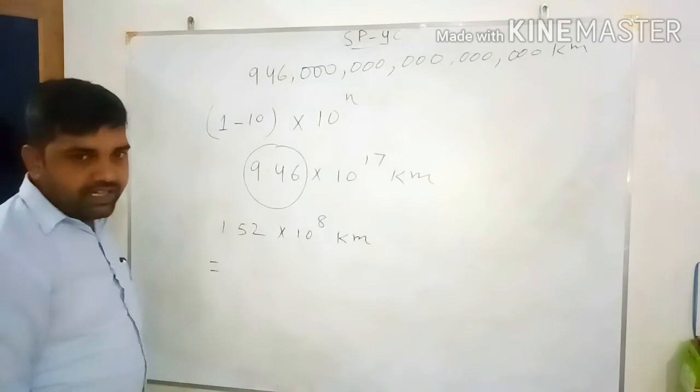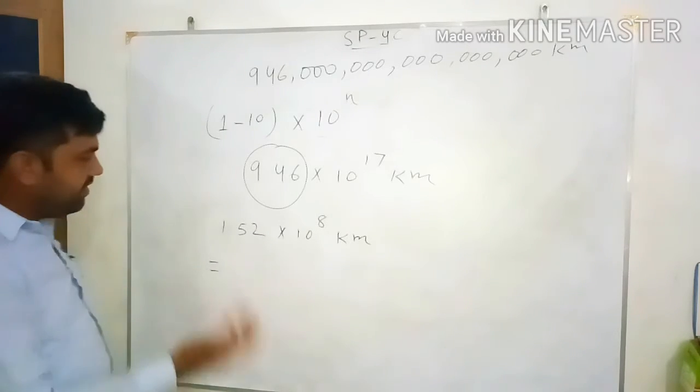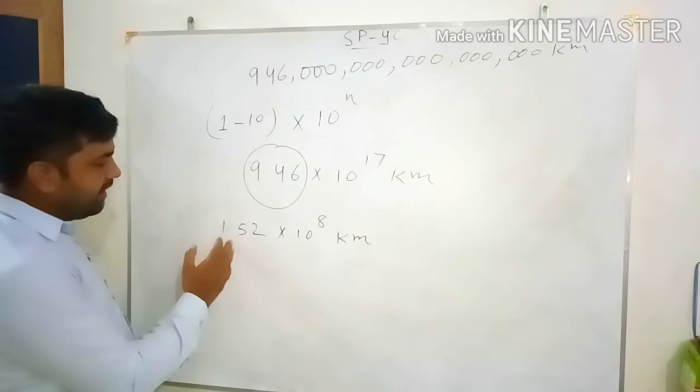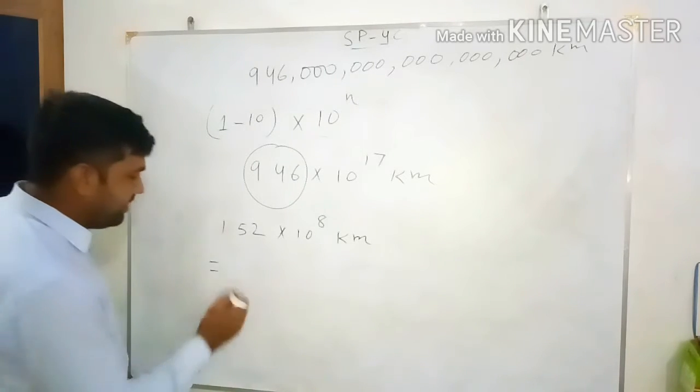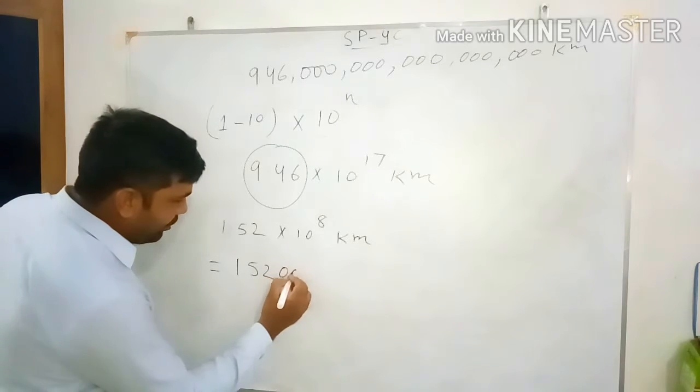So how should we take the places, right? We add 0s after this number. We add six 0s after this number, then only the decimal can be shifted 8 places right. See, 1 5 2 and six 0s you write.